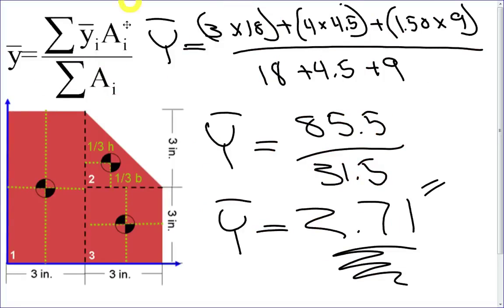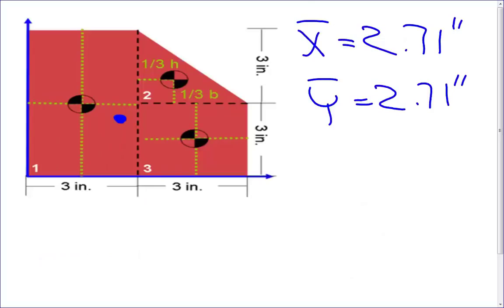It's the exact same thing. Look at what's changed. Only difference is now we're using the Y bar individual. 3, 4, and 1.5. Notice the areas are still the same. We're still talking about the same shape. Still shape 1, still shape 2, still shape 3. Now, this particular example happened to give us the same X bar and Y bar answer. That's not always the case. So if we were to chart that out, we would get X bar 2.71 and Y bar 2.71. Again, that's just this example. They're not always the same.